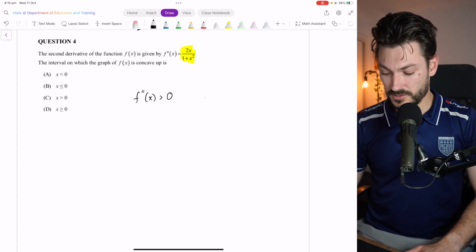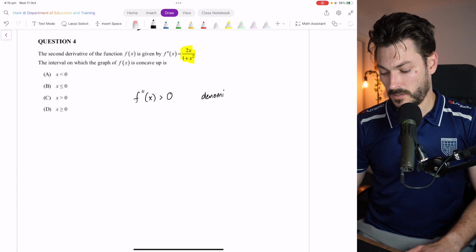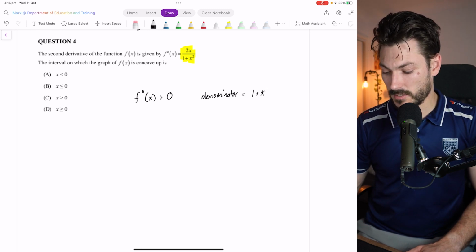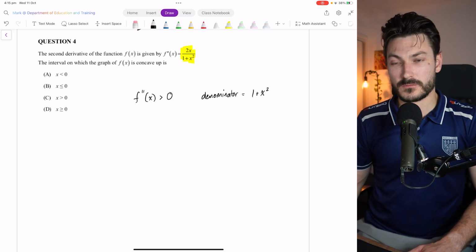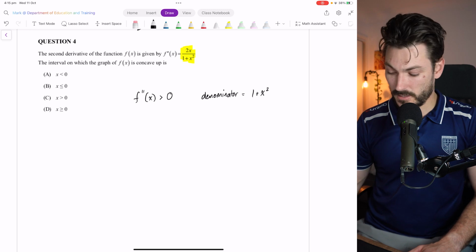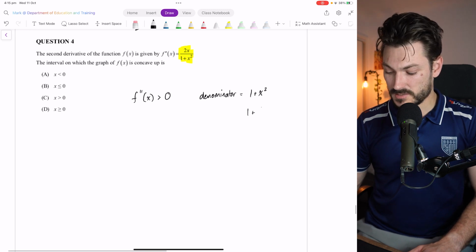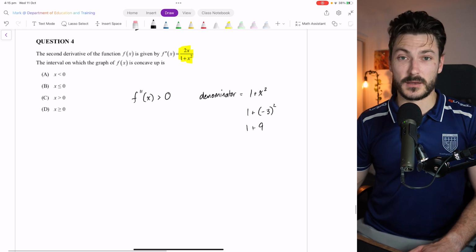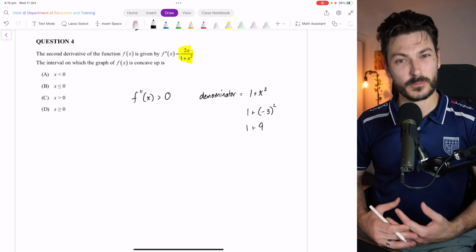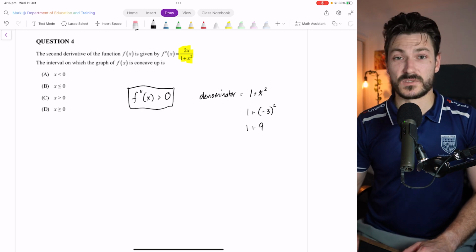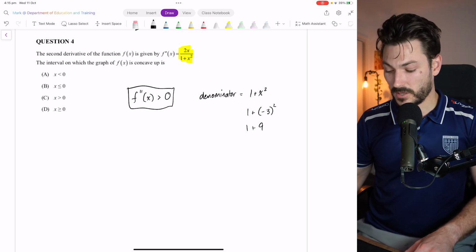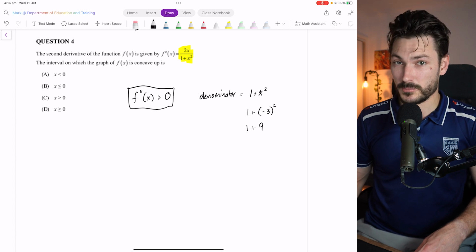But if we have a look at the denominator of 1 plus x squared, no matter what we substitute in for x, we're never going to get a negative number because we're squaring that value. So for example, 1 plus negative 3 squared is going to be 1 plus 9, which is 10. So there's no way for us to get the denominator to be negative. So if we need this to be true, right, the second derivative greater than 0, then we're going to have both numerator and denominator positive.